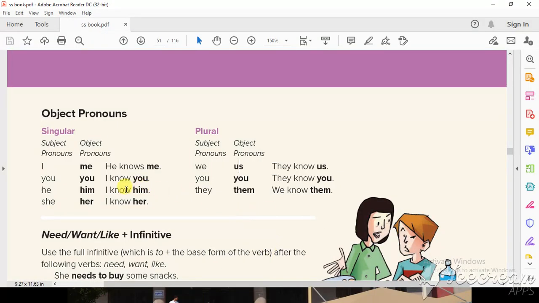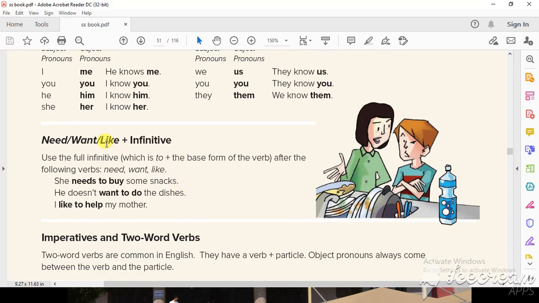Okay, in the first video we talked about object pronouns. In the second video now, we will talk about need, want, and like, plus infinitive. Need, يحتاج, want, يريد, like, يحب أو يفضل, plus the infinitive, يليها أو يتبعها, followed by the infinitive اللي هو مصدر الفعل. Use the full infinitive.